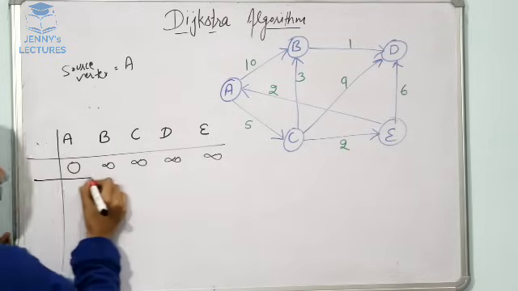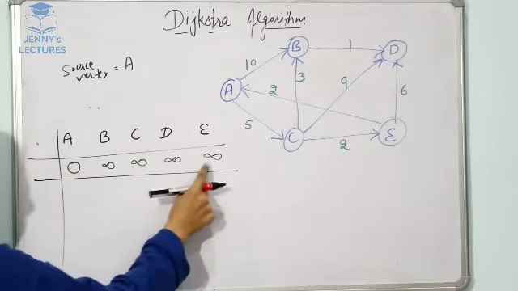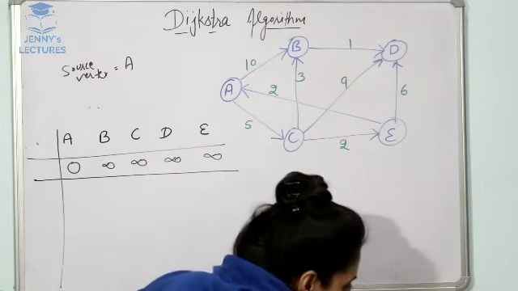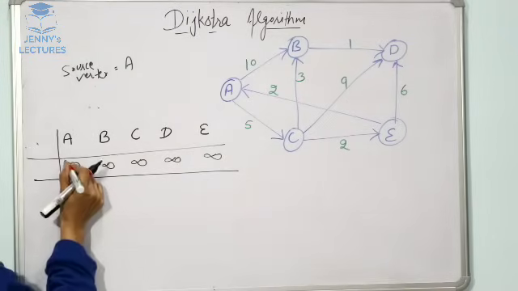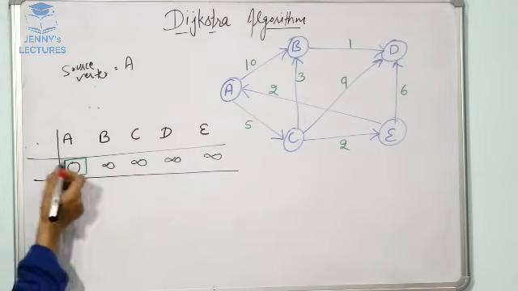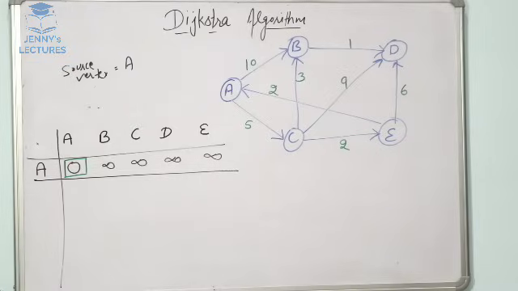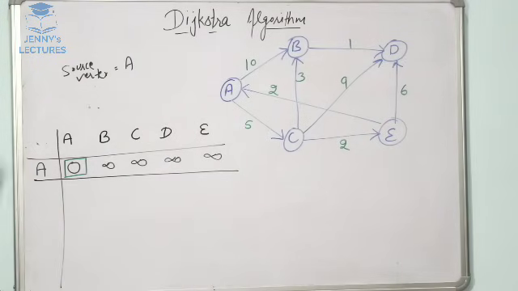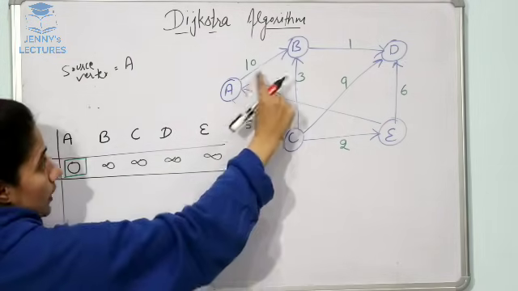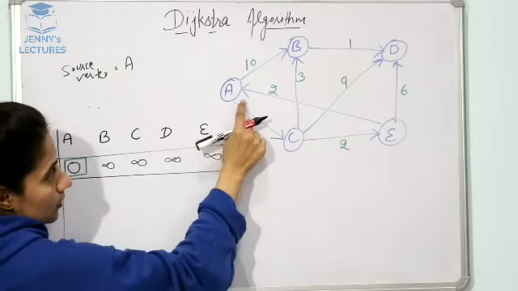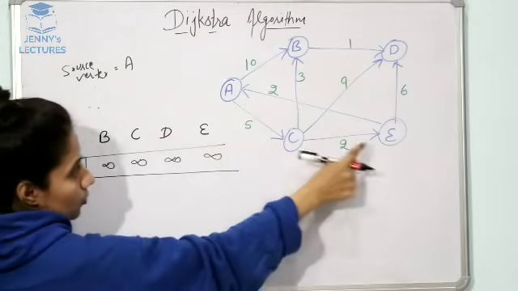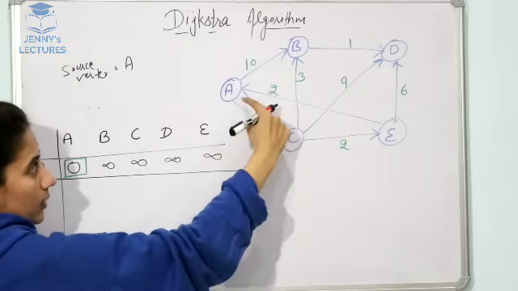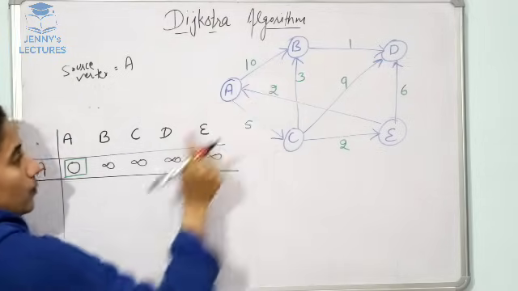Now out of these, which one is having the minimum distance value? That is 0, so we will select this 0 and the vertex is A. Now from A, to how many vertices can you find out the distance? A to B and A to C. See, there is no edge from A to E, this edge is from E to A. So we cannot update from A to E, we can update only A to C and A to B.